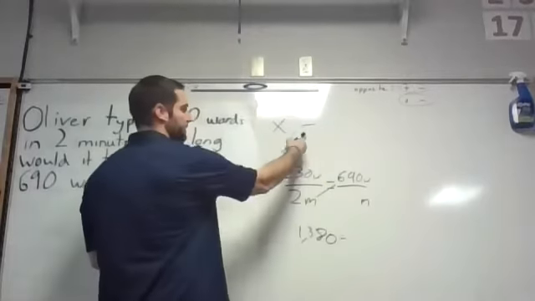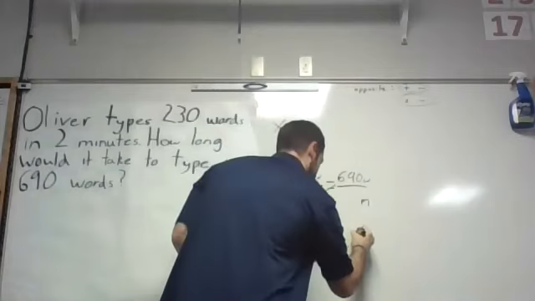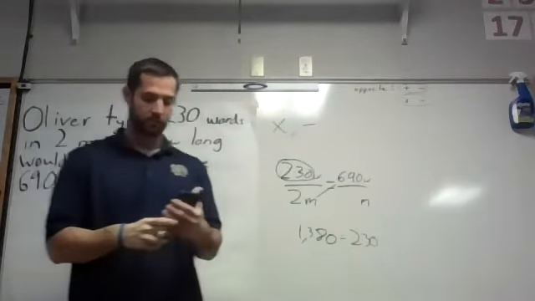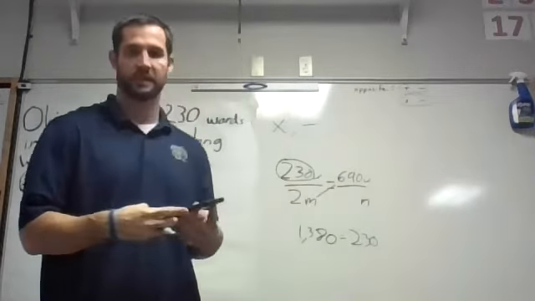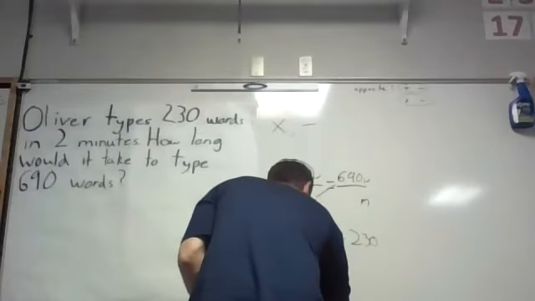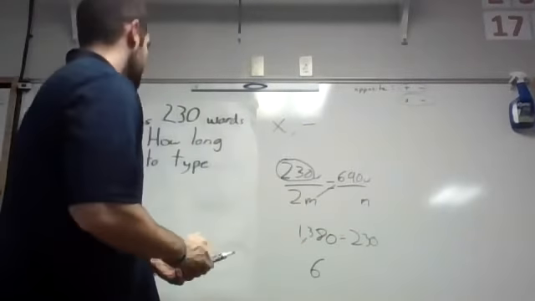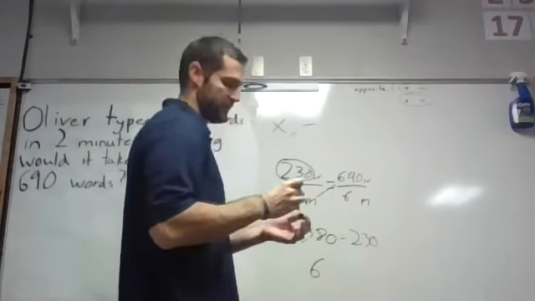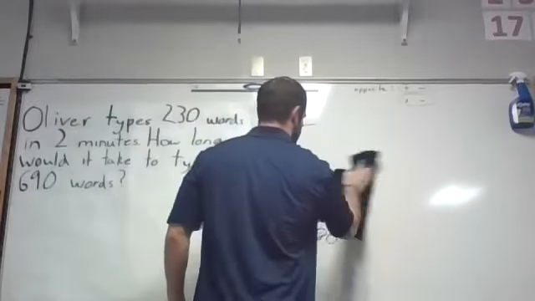After we multiply, now we're going to divide by the number we haven't used yet, 230. So 1,380 divided by 230 comes out to 6. There's the answer. That's how long it takes for him: 6 minutes to type 690 words. Let's erase this and go on to the next problem.